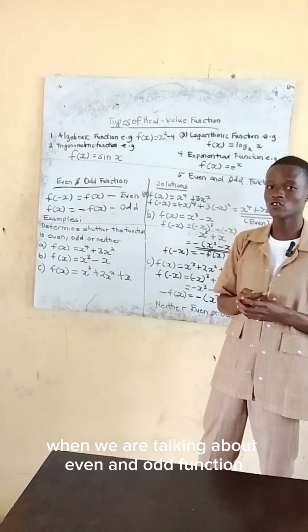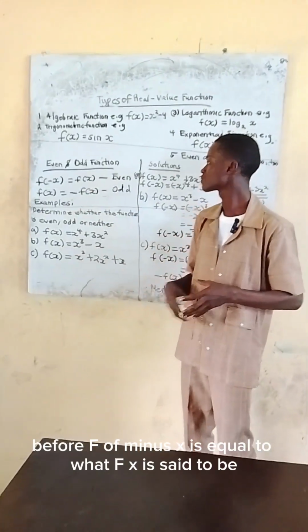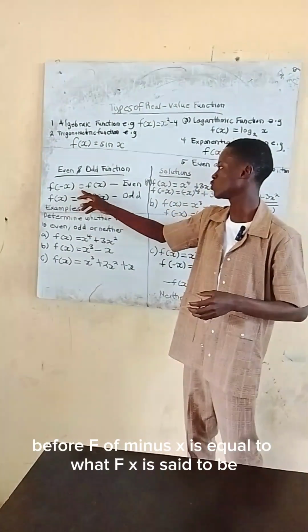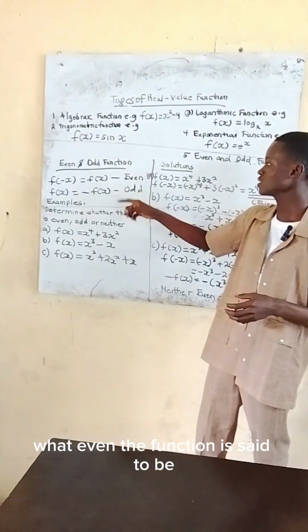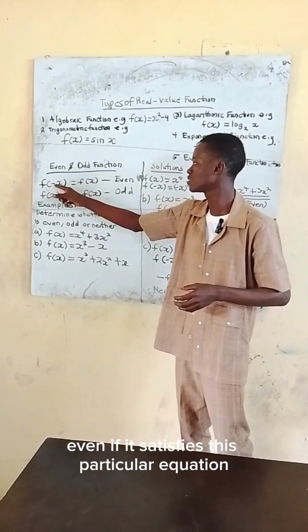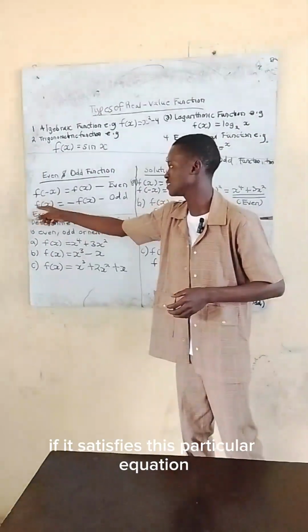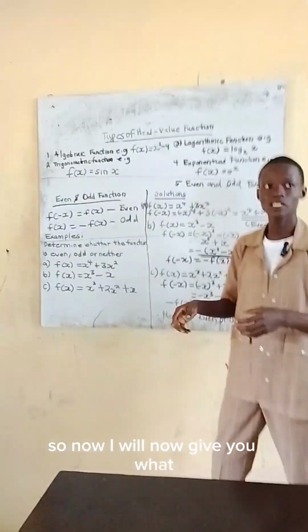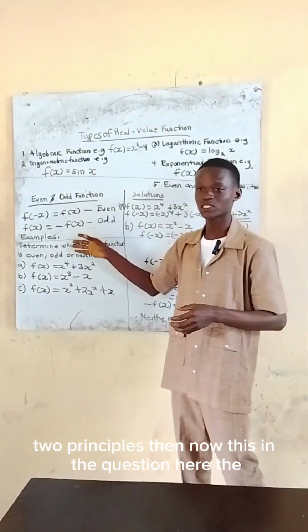When we are talking about even and odd function, you have to know these two formulas that are stated here. F of minus x is equal to f of x: the function is said to be even if it satisfies this particular equation. Then the function is said to be odd if it satisfies this other equation. Now I will give you further examples for you to understand these two principles.